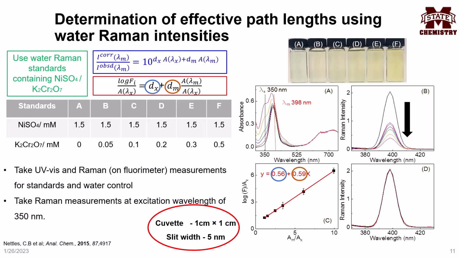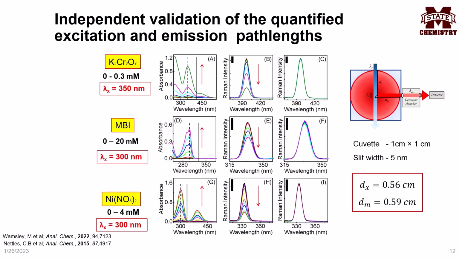According to equation 4, the slope and the intercept are 0.56 and 0.59 respectively. This indicates that the effective excitation and emission path lengths for the spectrofluorometer are 0.56 and 0.59 nanometers when a cuvette of 1 cm square and a slit width of 5 nanometers is used. As can be seen, the effective inner filter effect corrected water Raman intensity is independent of the chromophore concentration.